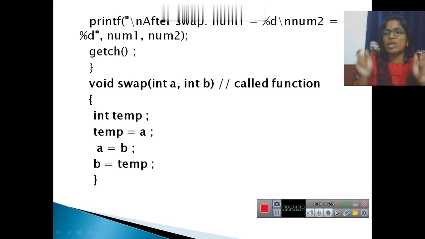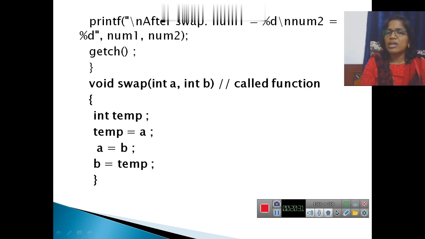Number 1 and number 2 are copied into A and B, and A and B have interchanged themselves. Clear? So you can see the output. After this, the control goes back here. So printf, after swap, number 1 will be printed. As usual, if you have given 10 and 20, your number 1 will be 10. We have already given the values, right? Number 1 is 10, number 2 is 20.